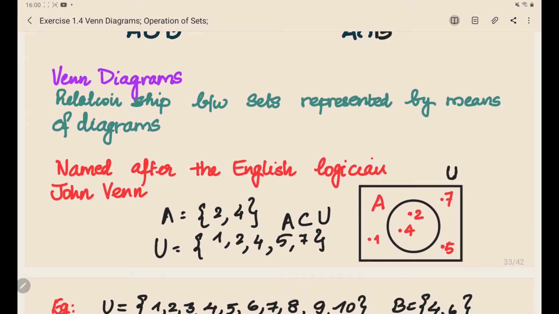You have represented sets before in the earlier exercises, for example in exercise 1.1 to 1.3, using roster or tabular form, and also in set builder form, right? Similarly, you can also represent the relationship between sets using diagrams, and these diagrams are called Venn diagrams. These diagrams were named after the English logician John Venn. So that's why the name Venn diagrams.